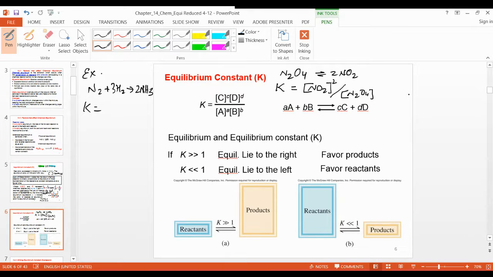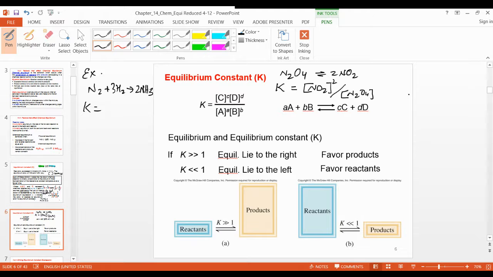If K is greater than 1, the chemical equilibrium shifts to the right. It means the reaction occurs left to right, more product is formed, and the product is favored, right? If the equilibrium constant is less than 1, the chemical equilibrium shifts to the left. It means this is the reverse reaction. It favors reactant formation, so more reactants are formed. It means the product changes to reactant.